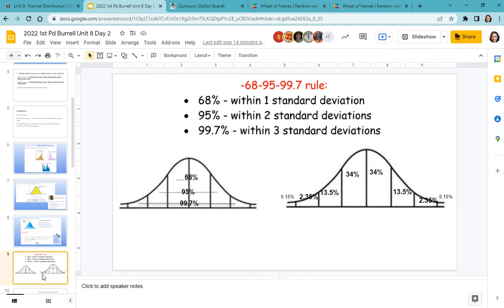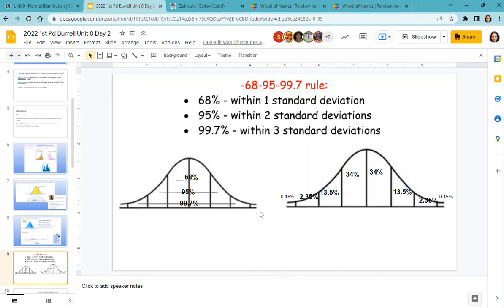All right, so this one is in your notes. You want to turn to page 2 of your notes. Now, we said most of the data is near the mean in the middle, and here's where you can see 68% of the data will be near the mean, within 1 standard deviation. 95% will be within 2 standard deviations, and almost all of your data, 99.7%, will be within 3 standard deviations.